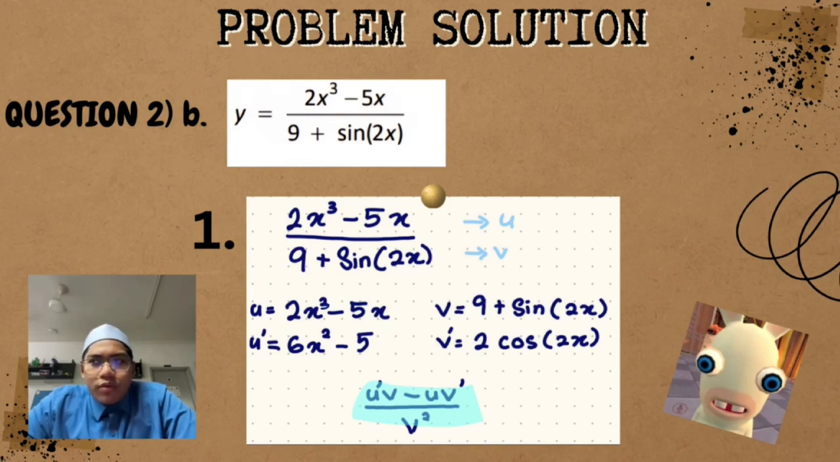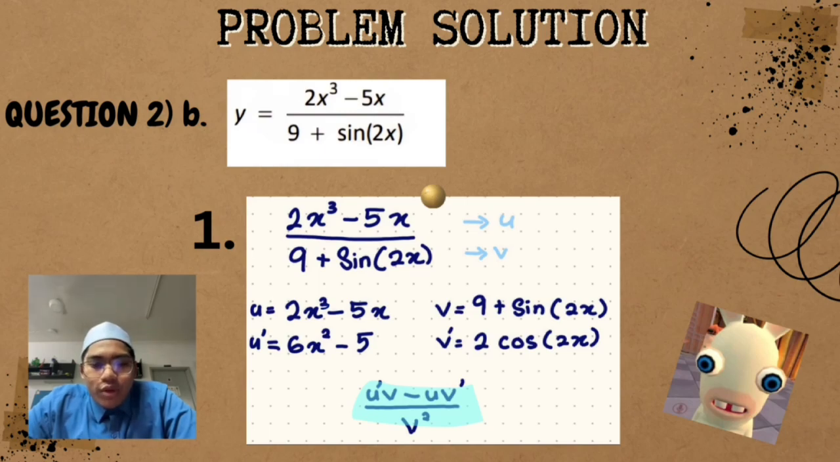And for the u, we will use the numerator, and then for the v, we will use the denominator. What we have is u equals 2x squared minus 5x. To get u prime, we differentiate the u, and we get 6x squared minus 5. And then for v, we have 9 plus sin 2x.